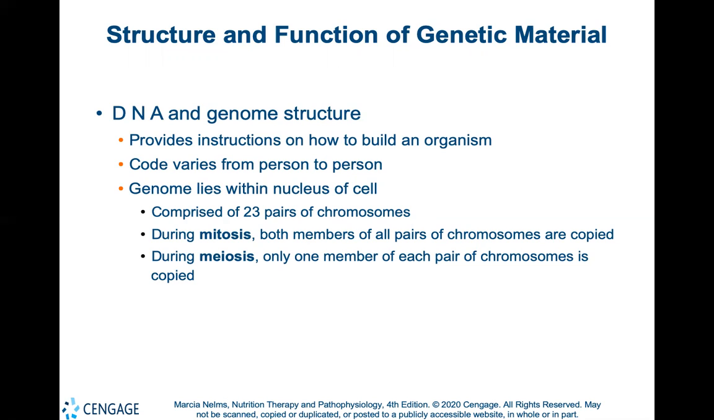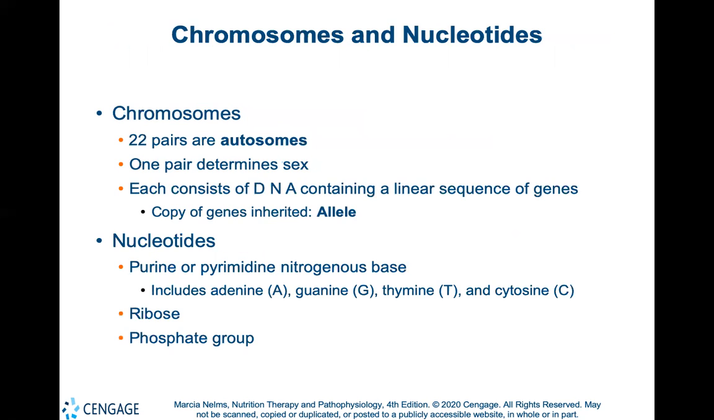In humans, the genome comprises 23 pairs of chromosomes. During mitosis, cell division within an individual, all 23 pairs of chromosomes are copied during the creation of a new daughter cell. During meiosis, reproduction, only one member of each pair of chromosomes is passed on to the ovum or sperm cell. The result is offspring that contain chromosomal pairs created by the donation of one copy of each chromosome from each parent.